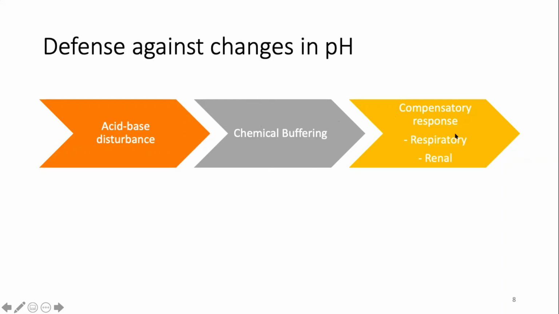The first line of defense of the compensatory response is actually the respiratory, because it can have a very quick effect within 2 to 3 minutes, whereas for the renal compensatory response, the effect can be seen much later. It may take hours to days. However, you need to know that although the respiratory has a much quicker effect, and the renal has a much later effect, the renal is a much more sustainable way, and it is the most effective response in defending our body against any changes in the pH.